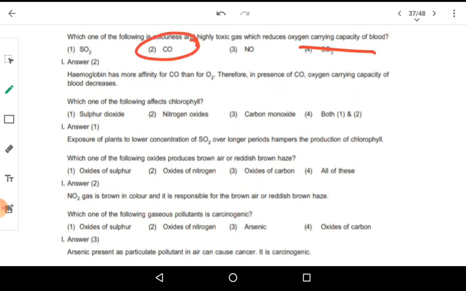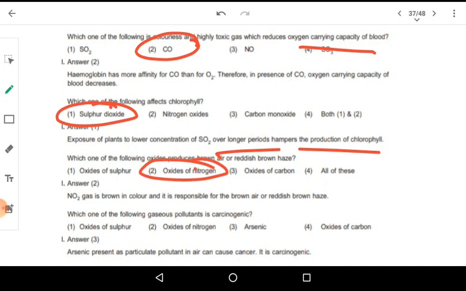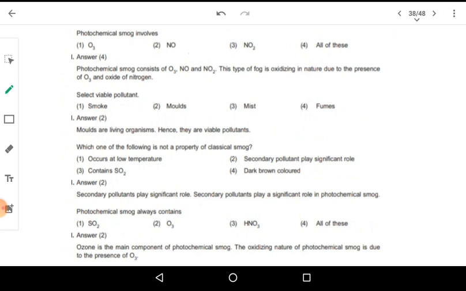Which one of the following affects chlorophyll? Now we have to study this. Exposure of plants to lower concentration of SO2 over longer periods hampers the production of chlorophyll. So the answer should be option number 1. Next question. Which of the following oxides produces brown or reddish brown haze? It is the oxides of nitrogen, especially NO2. Which one of the following gaseous pollutants is carcinogenic? We have arsenic, which is a carcinogenic substance.